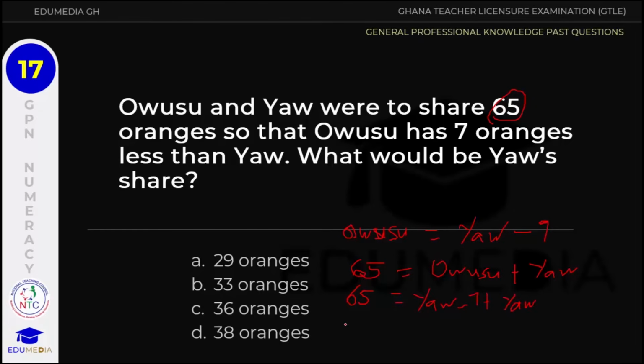So we do our grouping of items, and then we're going to get our figure here. So 65 here, 7 is coming here, so we're going to have 72. We're going to have 2 of the Yaos here, 2y, and then we do the division, and we're going to have Yao to be 36. Alright, so this is Yao. So the question was, what would be Yao's share? Yao's share is going to be C, 36.